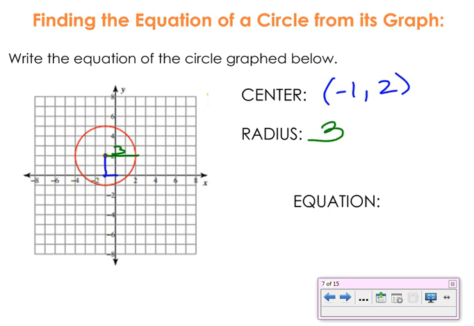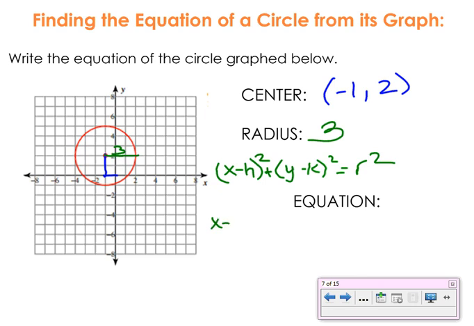Now, if you can't remember the equation, it is x minus h squared plus y minus k squared equals r squared. So now I've found my pieces, and just as before, we just plug them into our equation.